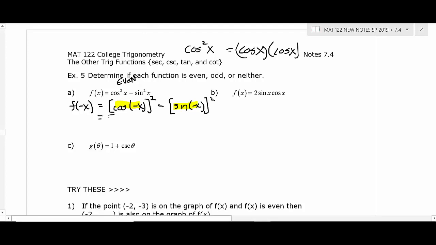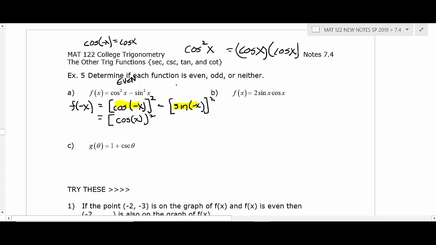So what that means is cosine of negative x would just stay the same. If you look back at your identities, that's what the identity said: the cosine of negative x is equal to the cosine of x. That's that identity.